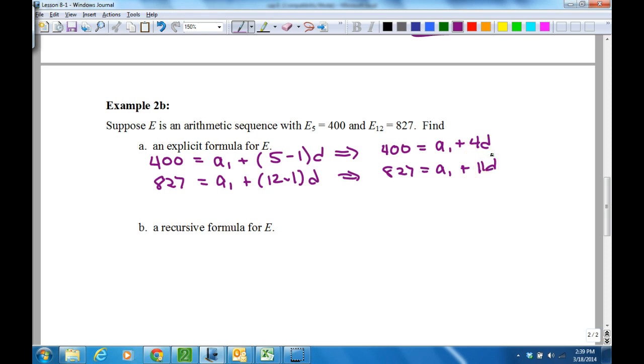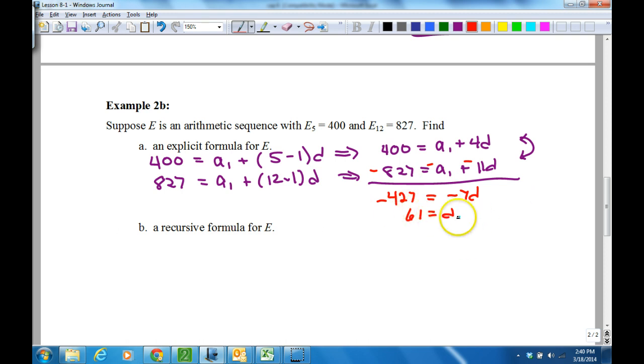Now, some of you asked me if you can switch these two so you can keep it positive. And yes, you may. You could have this one on the top and this one on the bottom. It doesn't really matter. If you go through and subtract them, you end up with 427 equals, sure, it doesn't matter. But when you divide by a negative, it becomes a positive anyway, right? So this is going to be 61 equals d.